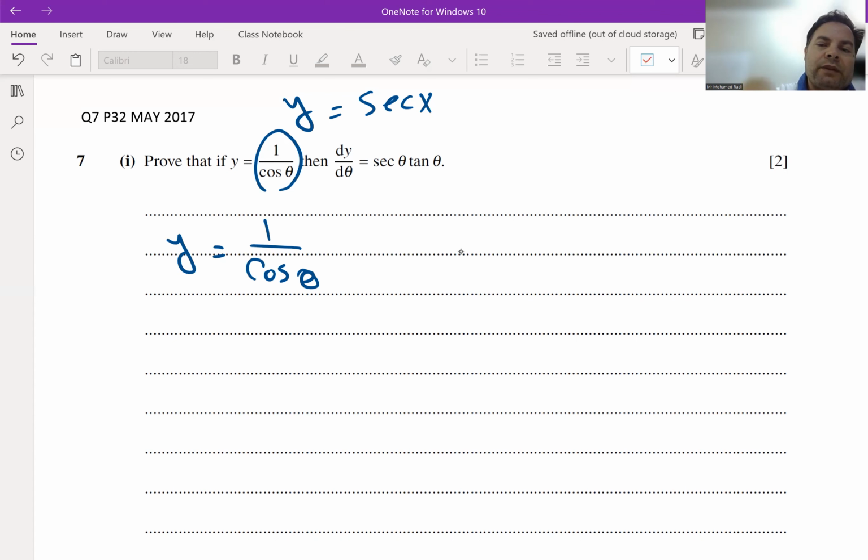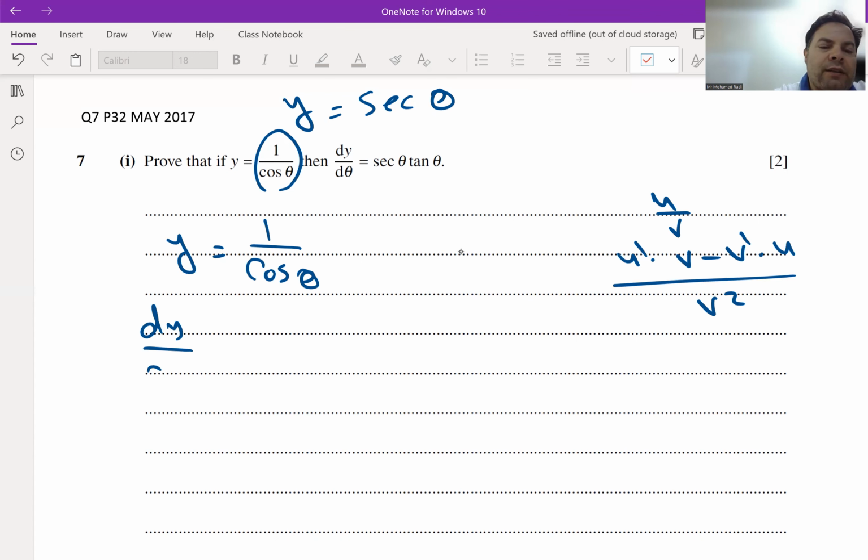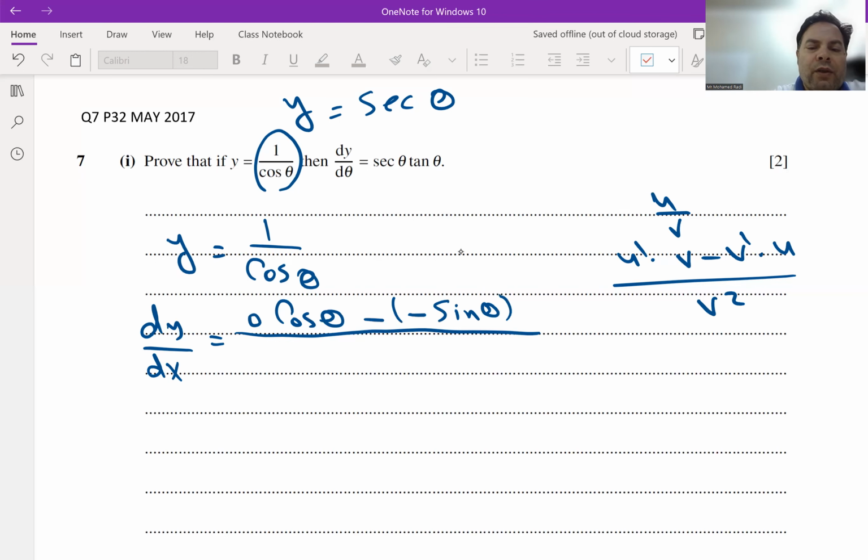We'll apply now the quotient rule. We have u over v, so u dash times v minus v dash times u, divided by v squared. So dy by dx is equal to a fraction. The derivative of the first is 0 multiplied by cosine theta, minus the derivative of cosine, which is negative sine theta, divided by cosine squared theta. So negative is positive: sine theta over cosine squared.